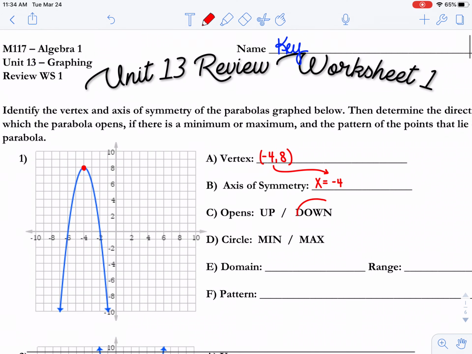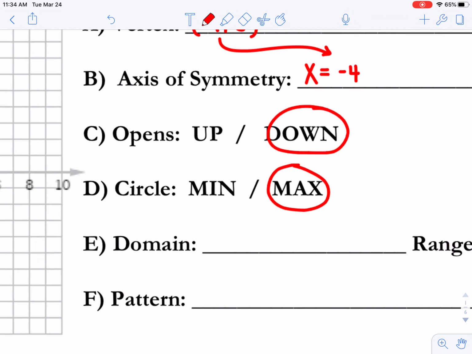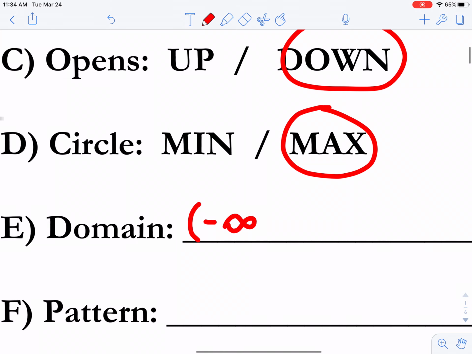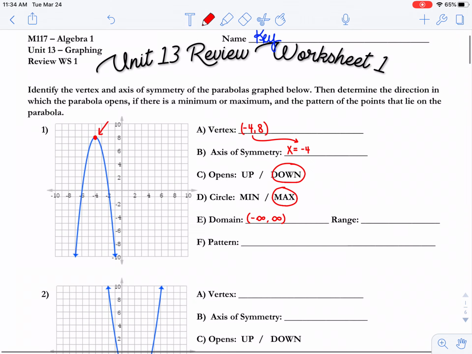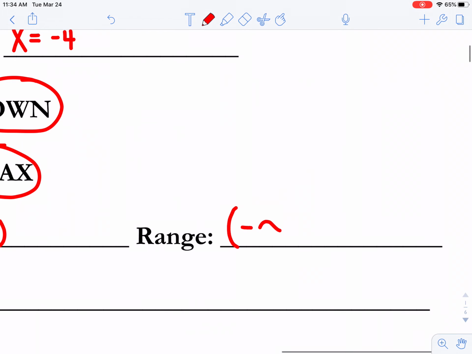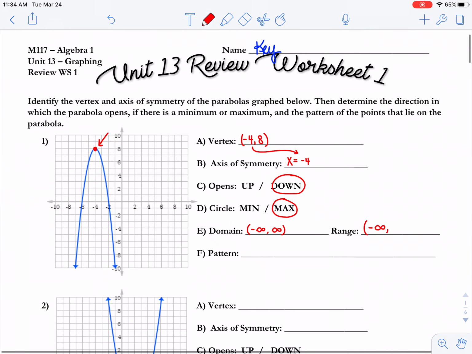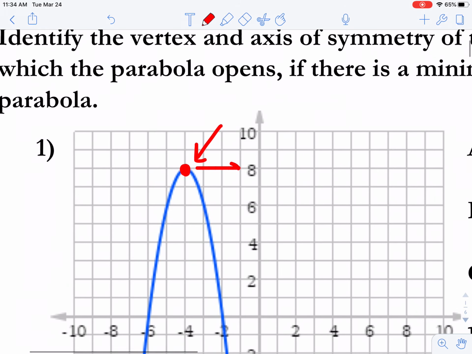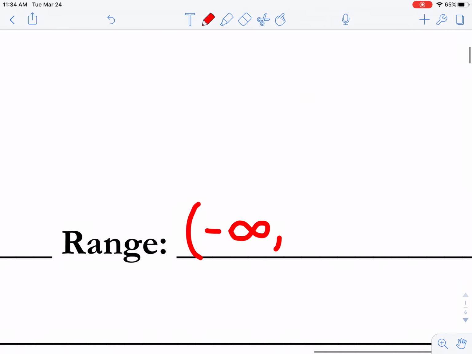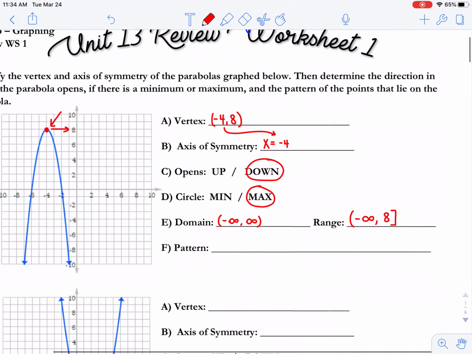This opens down, which means there's a maximum. That just means that there's a high point, not a low point. The domain, there's 2 arrows, so that's going to be -infinity to infinity. And the range is bottoms up. This goes down forever, so it starts down at -infinity. We start from the bottom and we go to the top, which is the y value, which is up at 8. And we do a bracket there.